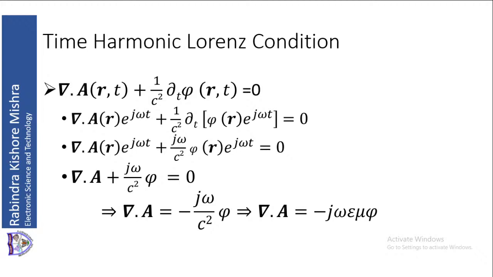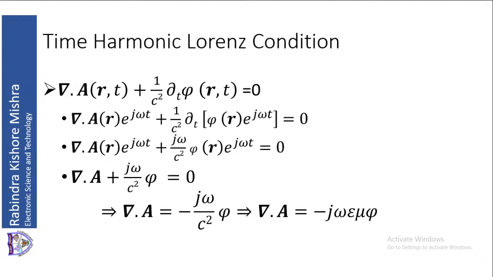Now A(r,t) is time harmonic, phi(r,t) is time harmonic. Therefore A(r,t) can be written as A(r) exponential j omega t, and phi(r,t) will be phi(r) exponential j omega t. If we write it in that manner, then the first part is divergence of A(r), because divergence will operate only on the spatial part, so the spatial part is A(r). So we have divergence of A(r) into exponential j omega t plus 1 by c square, dou t of phi(r) exponential j omega t.